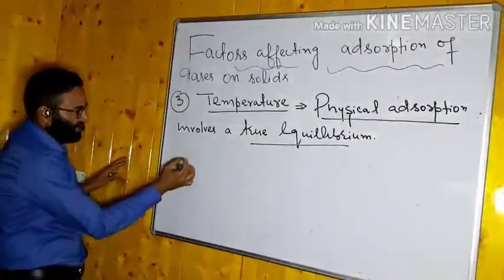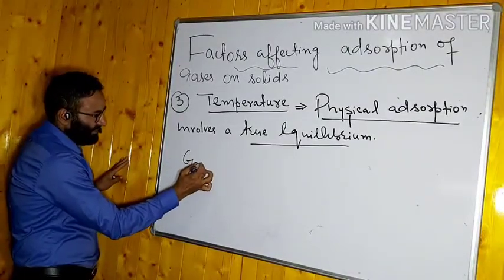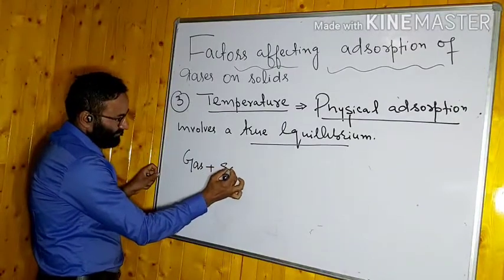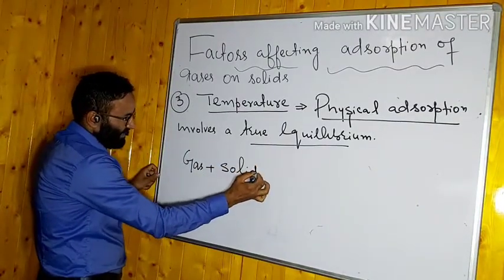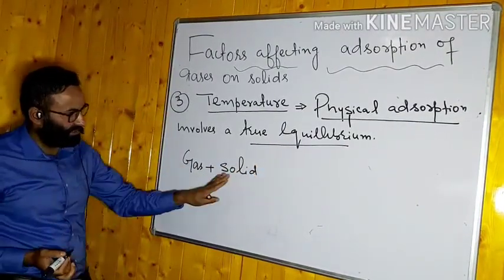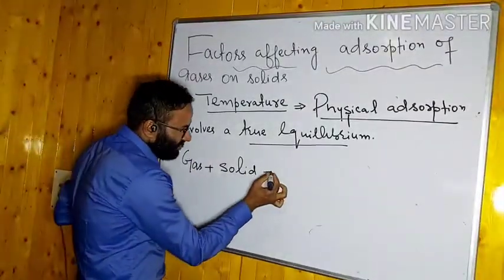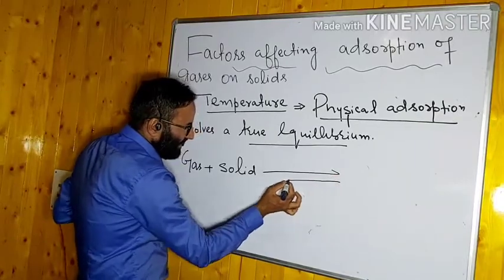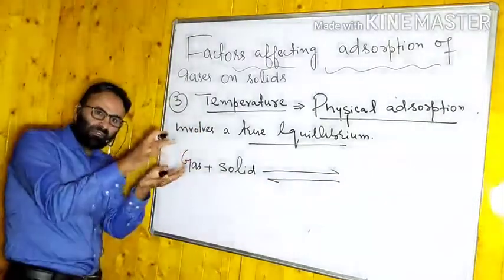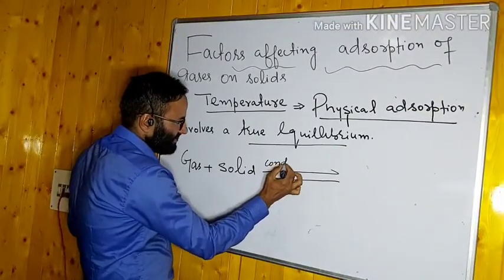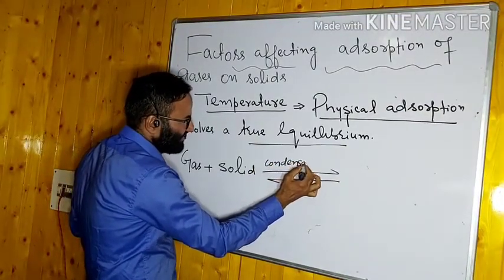How can you represent it? If you have the gas, it is the adsorbate. You have the solid. Let us say it is the dust particle, and the board. Gas and solid. It is reversible. There are two opposite processes. One is that gas molecules approach and get condensed. That is condensation, which we call adsorption.